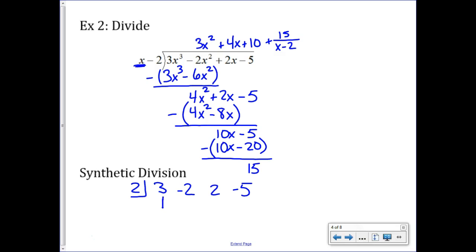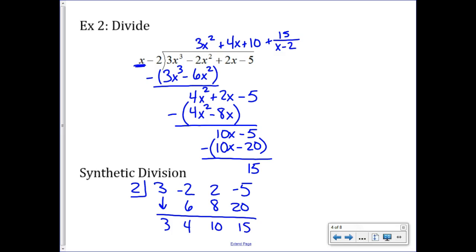So remember that we draw an arrow straight down. So we have 3 out front. 3 times 2 is 6. So negative 2 plus 6 is 4. 4 times 2 is 8. 2 plus 8 is 10. 10 times 2 is 20. 20 and negative 5 gives you 15.